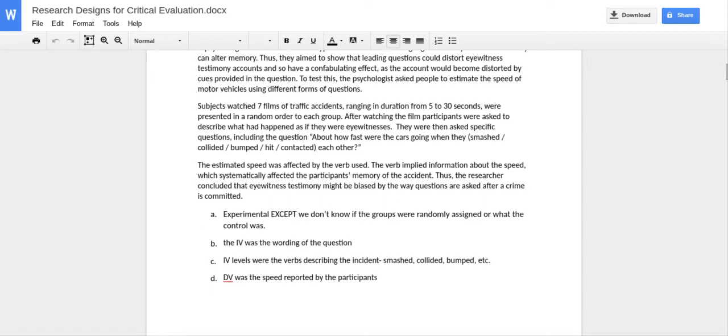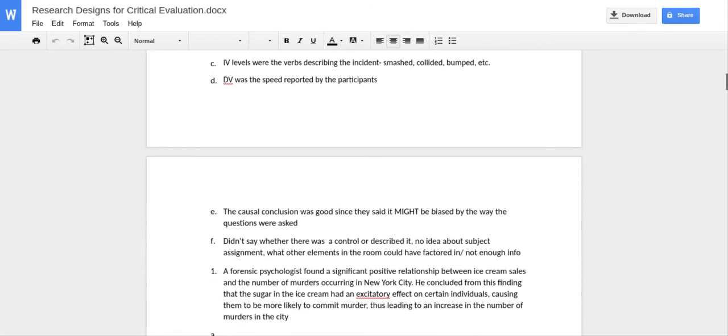What was the DV? The DV was, what were they measuring? They were measuring how fast the people, eyewitnesses, thought that the cars were going based on the verbs. So the DV was, again, speed reported by the participants. What is it that we're measuring? Remember, the IV is what groups they're put into or how they're manipulated. The dependent variable, of course, is the measured variable, aka what number are we measuring from this experiment. So the DV is the speed reported by the participants.